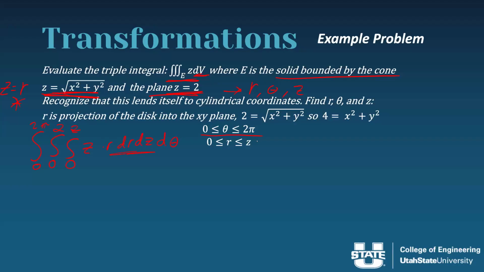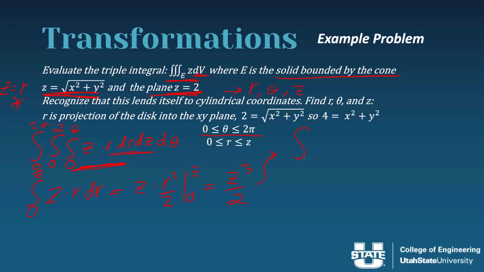So we'll look at our first part here. I'm just going to look at this part, just the dr. So we're going to have the integral from 0 to z of z times r dr, which is going to be z times r squared over 2, evaluated from 0 to z, which is going to equal z cubed over 2. Cool. So now I can go to the next one.